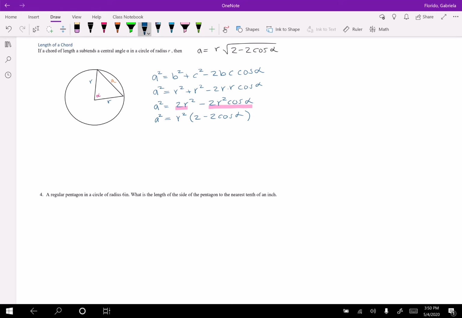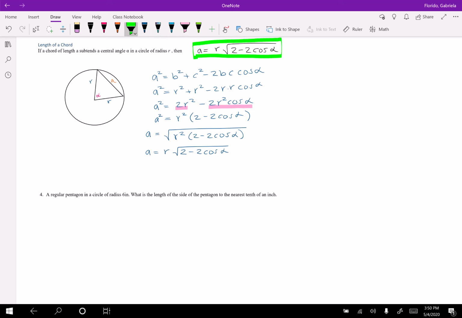Now remember, we want just a, not a squared. So we can take the square root of both sides, and we're only going to keep the positive of the square root because, again, we're talking about a length here. And so we're going to take the square root of r squared times 2 minus 2 cosine of alpha. By rules of radicals, we get r times the square root of 2 minus 2 cosine of alpha, which is the original formula that we had here.